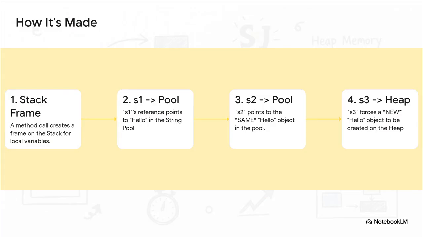So let's just trace that one more time. First, our method runs, and it gets a little workspace on the stack for its variables. Then, S1 is created, and its reference on the stack points to hello over in the string pool. Next up, S2 is created, and its reference points to that exact same hello in the pool. But then comes S3, which forces the creation of a totally new hello object on the heap. See? 2 completely separate objects in memory, but they happen to have the same value.